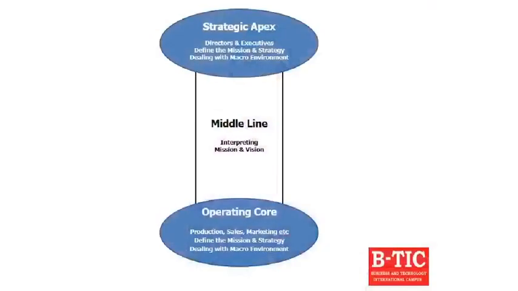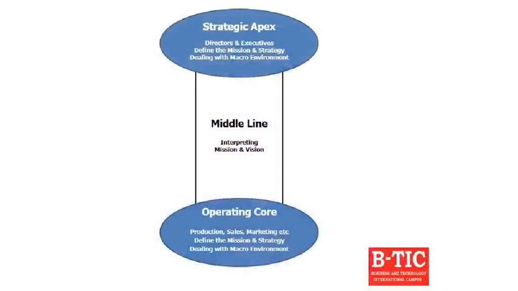The strategic apex is the topmost powerful department in any organization. You would see directors and C-suite executives sitting down and making the strategy of the organization. They make decisions there, and they define the mission and the vision of the organization. They deal with the macro environment, they study and understand what is happening around in the market of their business, and accordingly they make decisions and strategies.